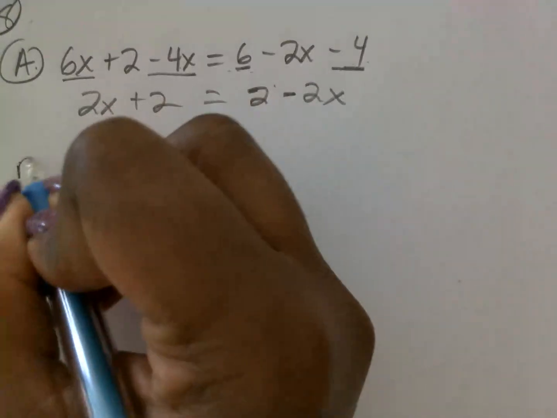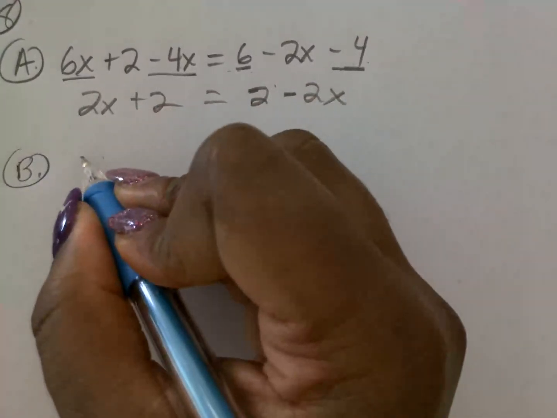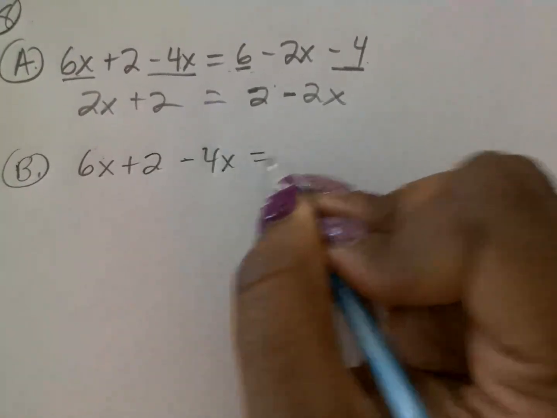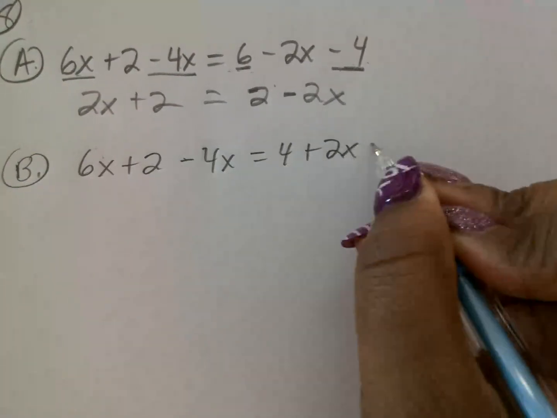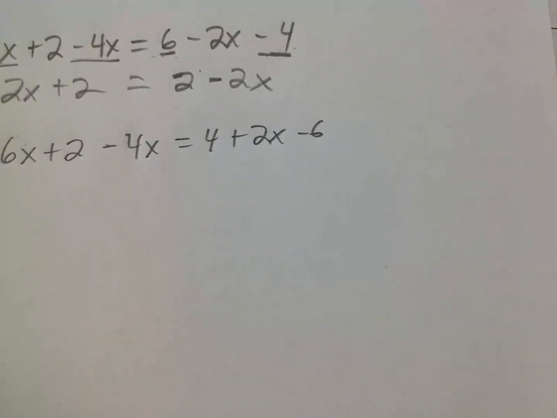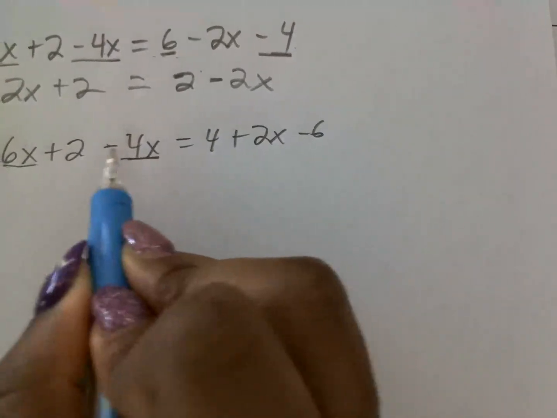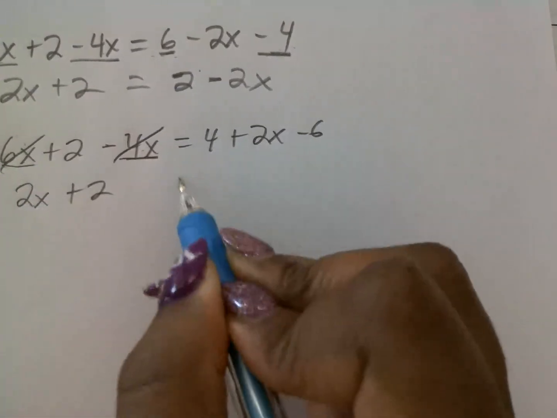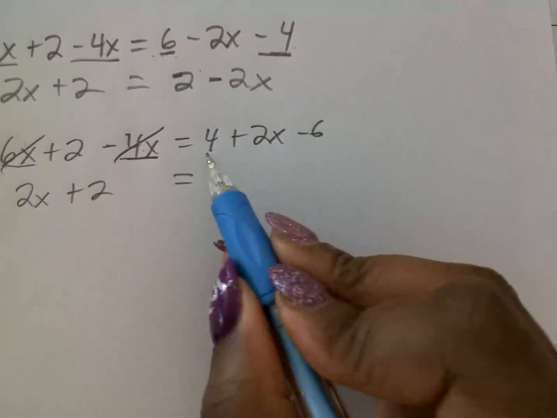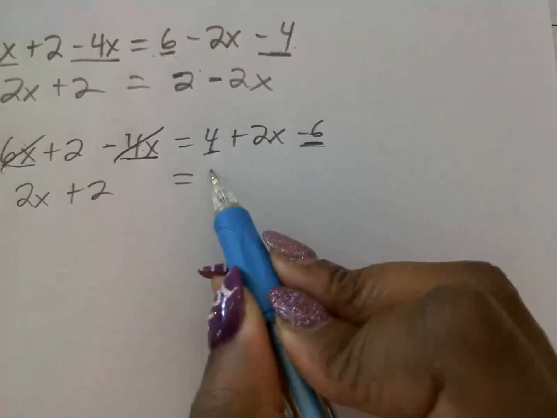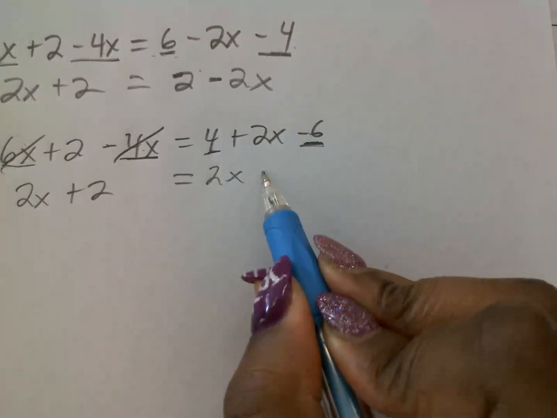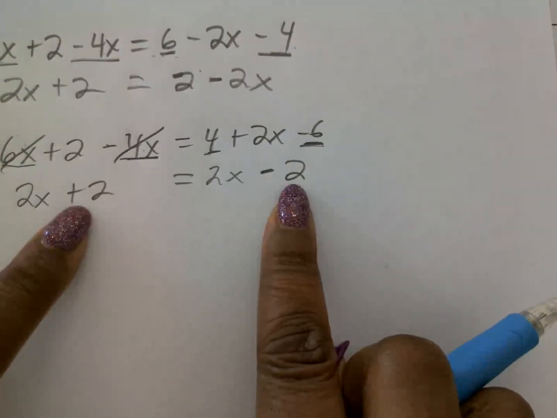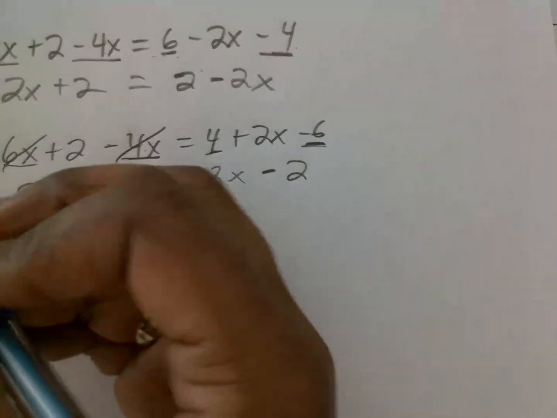All right, let's do B. So we got 6x plus 2 minus 4x is equal to 4 plus 2x minus 6. Okay, remember, they have to be the same. Combine like terms over here. This gives you 2x, then plus 2. Bring down the equal. This, combine these two. I'm going to go ahead and bring this down. That's 2x. This gives you a negative 2. Look, almost exactly the same. Just this is different. So B is not your answer either.